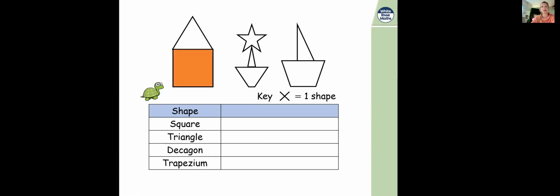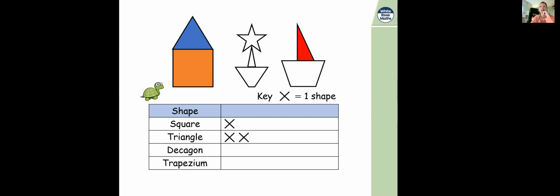So let's work out how many squares we can see in the picture. 1 there. I think that's all, isn't it? That's just 1 square. So we'll just put in a cross. 1 cross. Right, let's move on to triangles. There's a triangle there, so we'll put a cross in there. And there's a triangle over there, coloured in, nice red colour. So we'll put another cross in there, 2 triangles.